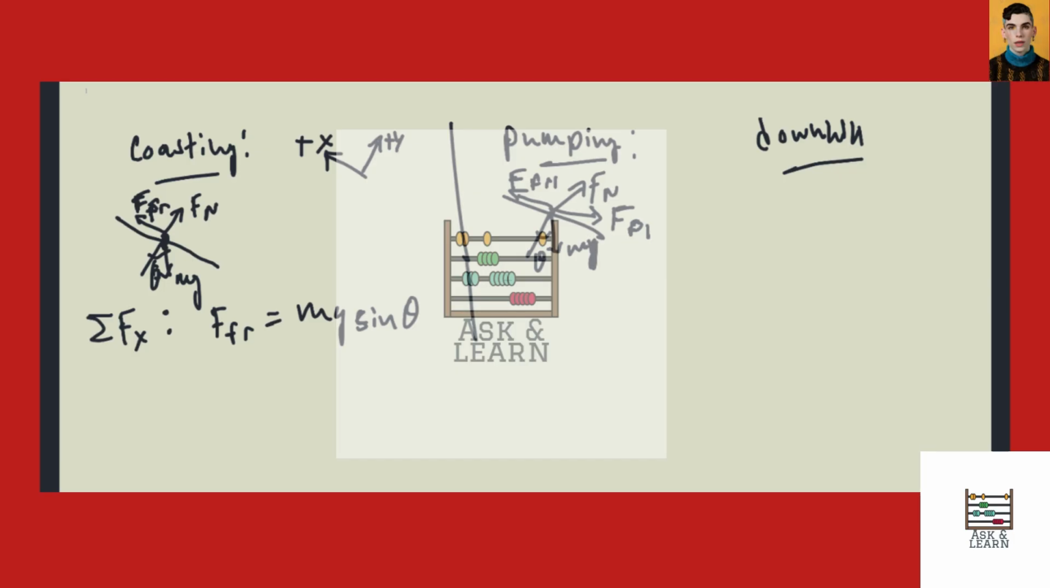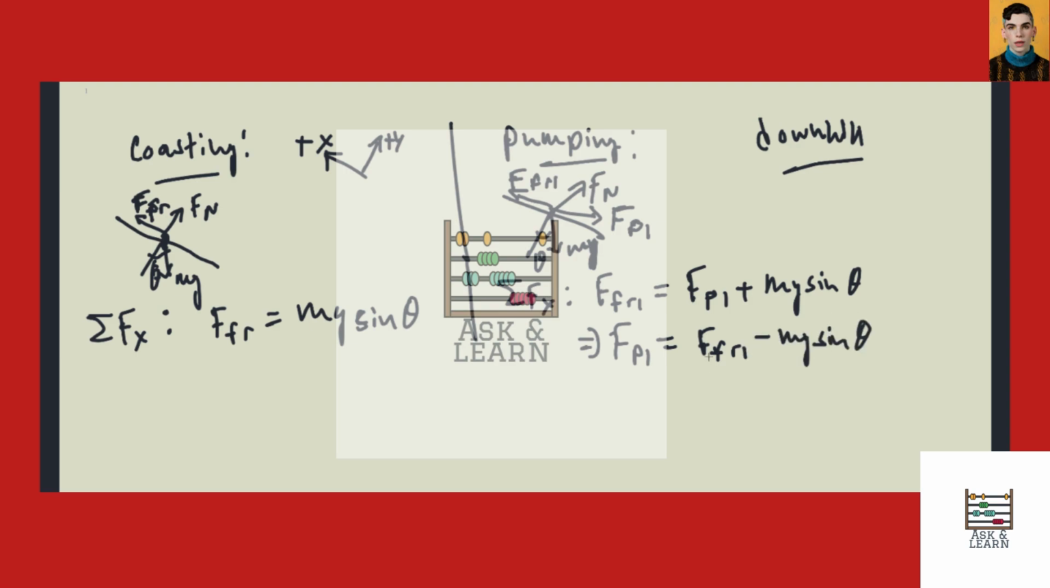When he's pumping, again you resolve forces in the x direction, but now you have FR1 equal to FP1 plus mg sine theta. And so FP1 is the quantity of interest, the pumping force, which is equal to FR1 minus mg sine theta. Now, how do we know what FR1 is?